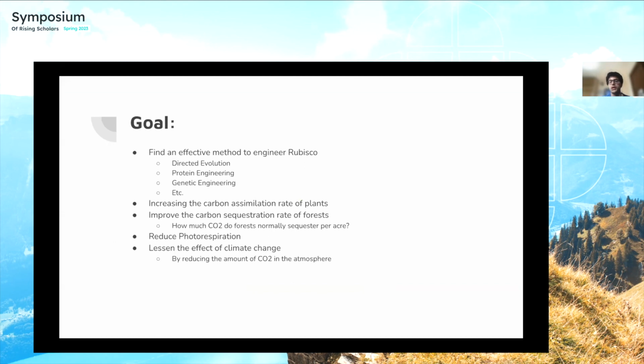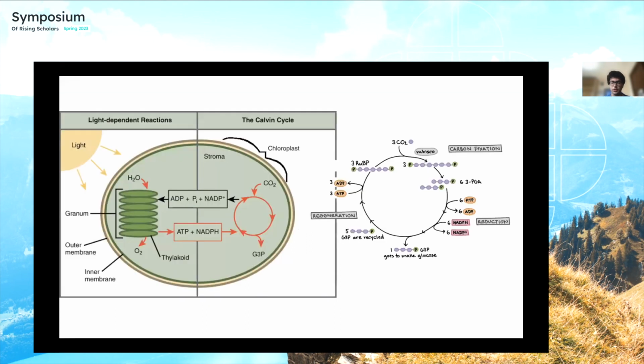Rubisco is the protein that takes in carbon dioxide or oxygen and starts the reaction. When Rubisco takes in carbon dioxide, it undergoes photosynthesis and goes through the Calvin cycle, which is what we want. It releases oxygen. But when it takes in oxygen, it goes through something that you and me go through as well. It's called cellular respiration, and then you release carbon dioxide. We don't want plants to do that.